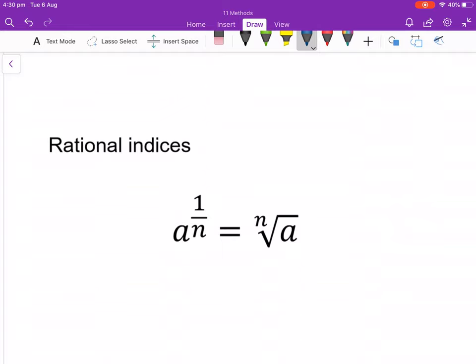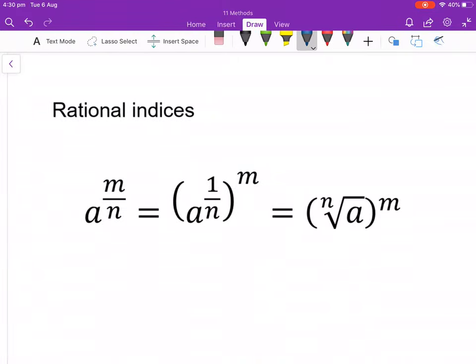So just some housekeeping, let's talk about some terminology that's going to be used. We have this power here on the left, a to the power of 1 over n. So we can formally refer to this as a to the nth root. Now this expression here on the right just says the same thing, the nth root of a.